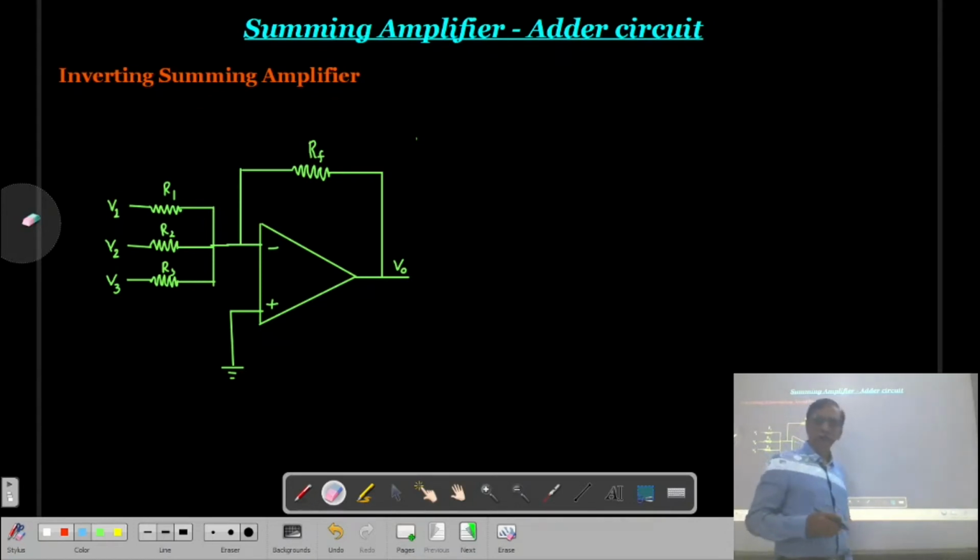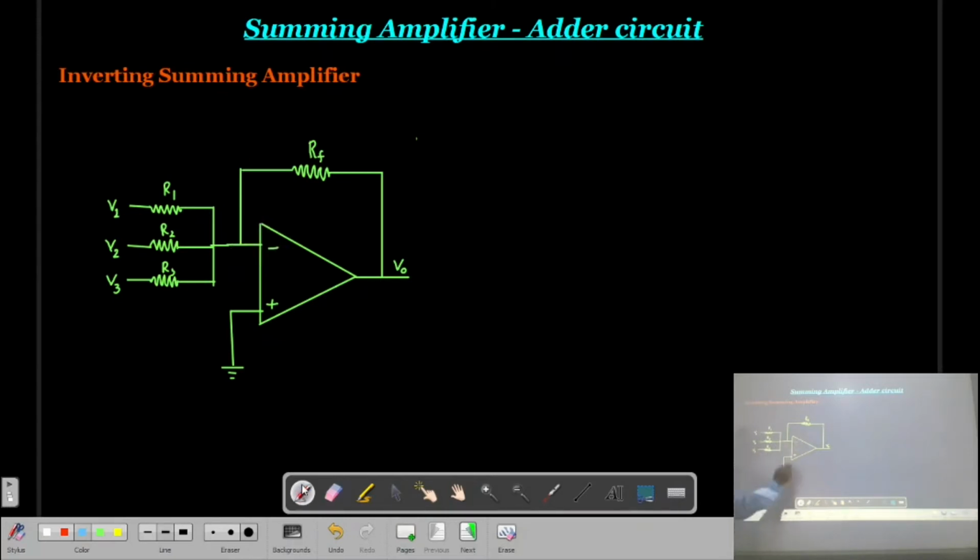We have two types of summing amplifier. One is known as the inverting summing amplifier, and you already know that in an inverting amplifier we apply our voltage to the inverting terminal of the operational amplifier. And in a non-inverting summing amplifier, our voltage input is given to the non-inverting terminal. So one by one we will discuss both circuits.